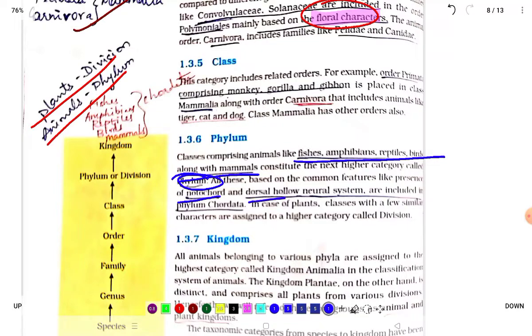Notochord and dorsal hollow neural system are included in phylum Chordata. We all belong to phylum Chordata. In case of plants, it is said to be division.